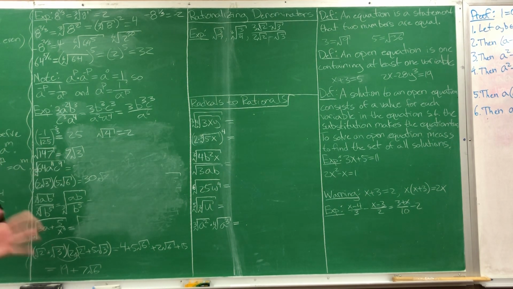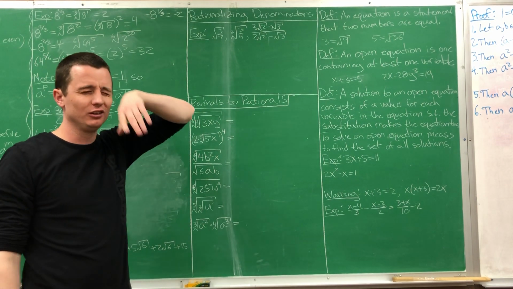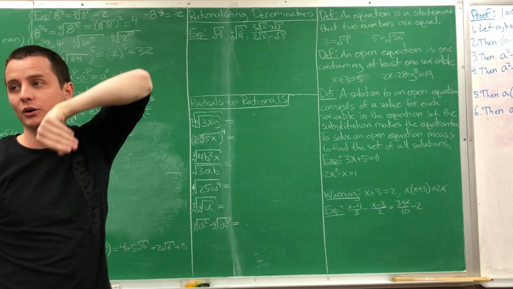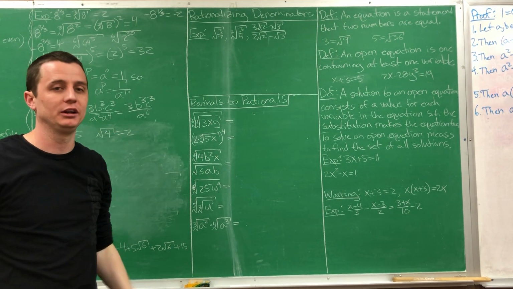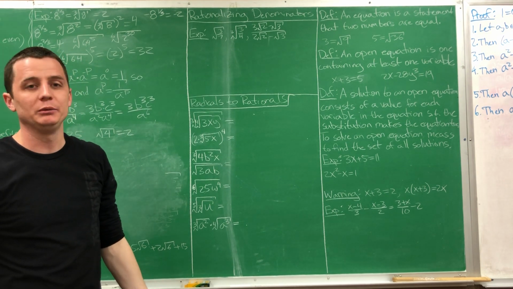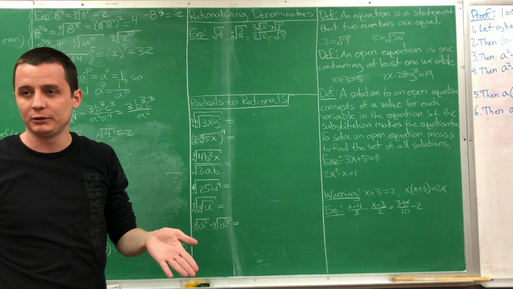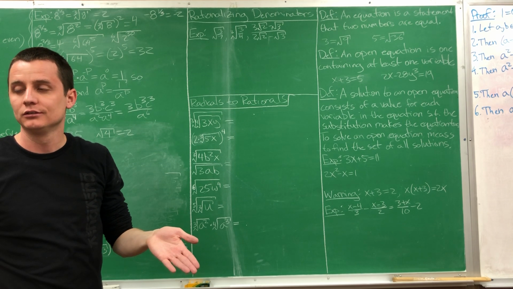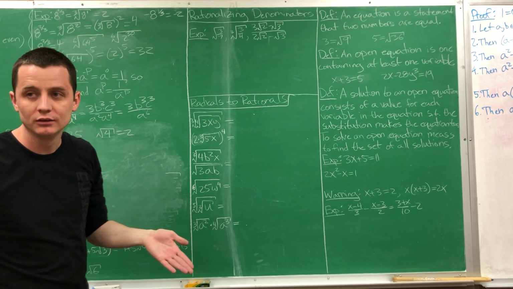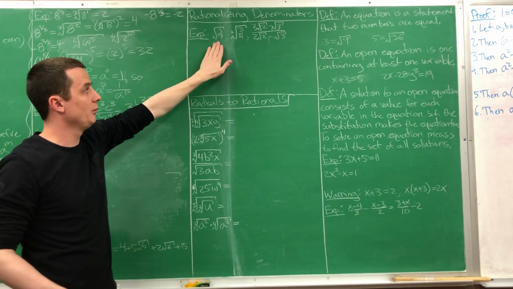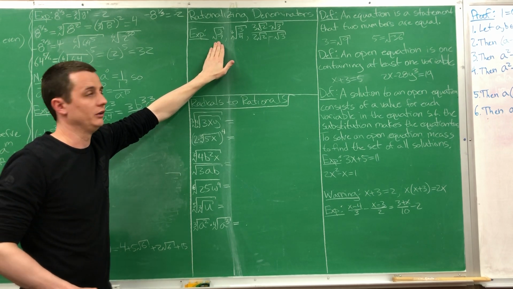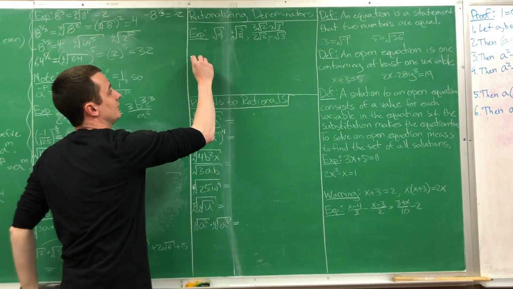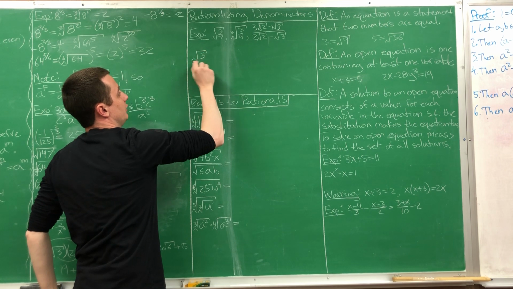Okay, so the next concept that we're going to talk about is rationalizing the denominator. So oftentimes you're told to rationalize the denominator in an algebra course. What that essentially means is I don't want a square root in the denominator. So we're going to rationalize the denominator of the square root of 3 over the square root of 7. So square root of 3 over 7, that's the same thing as the square root of 3 over the square root of 7, right?